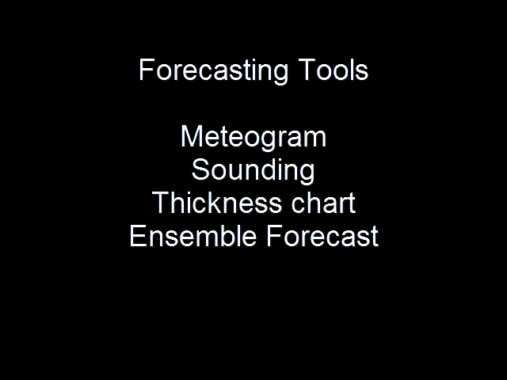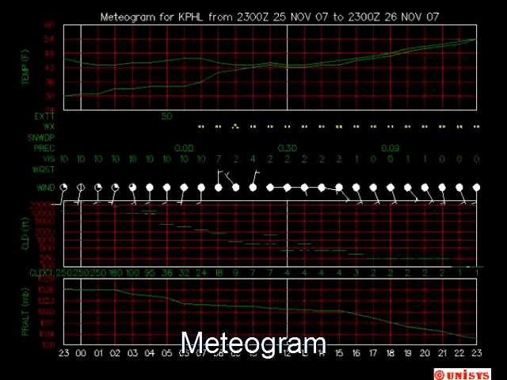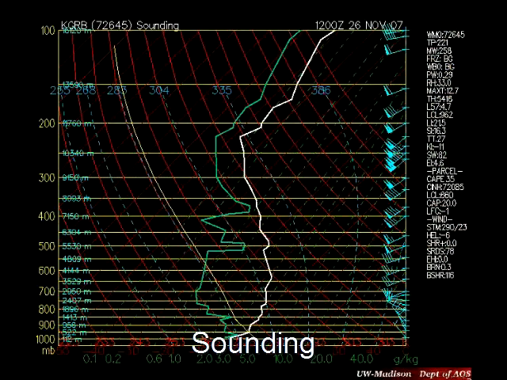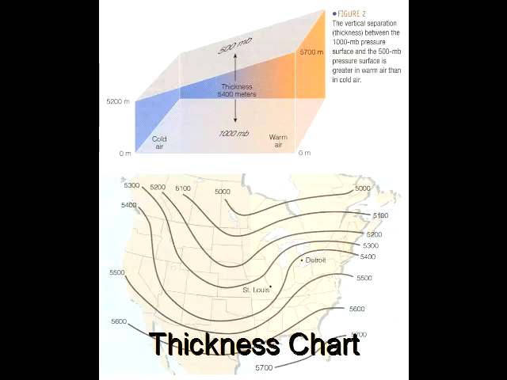A variety of forecasting tools help the weather forecaster with his job. Meteograms are forecasting tools that show how weather variables have changed over time. Soundings show vertical profiles of weather data. Thickness charts show the difference in height between two constant pressure levels. They are related to the average air temperatures between these levels. A typical one shows the thickness of the air layer between the 1000 and the 500 millibar levels.